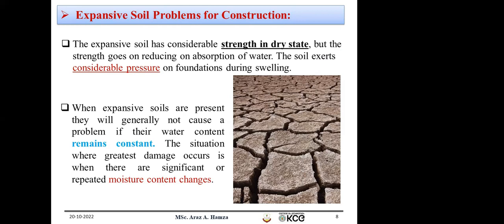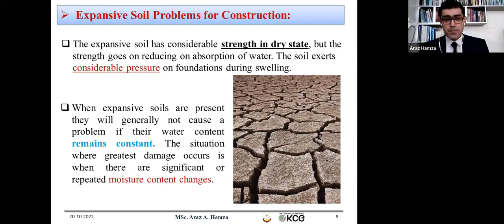Thank you very much. What are the problems? The expansive soil has considerable strength in dry state. It means that if the expansive soil is dry, it has enough strength to bear the load. But the strength goes on reducing on the absorption of water, and considerable pressure on the foundation will be produced during the swelling. This is the problem for construction.